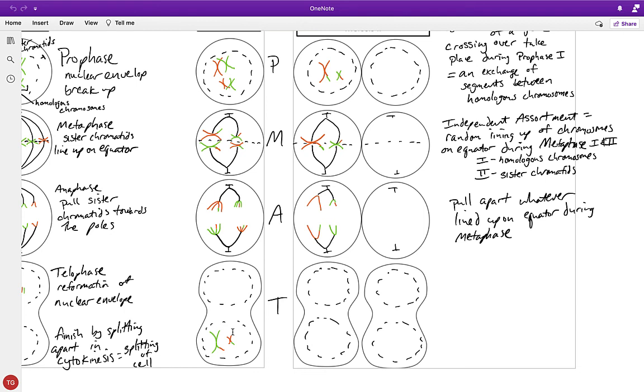And once we're done with that, we can see what's going to be placed within that reforming nuclear envelope in telophase 2. So I'm going to have in this upper cell a large orange chromosome with no green on it. Down in the lower one, there will be that large orange chromosome that has that little piece of green that crossed over. In that bottom one, we have that small green chromosome. And in that top one, we have that small green chromosome that has that little piece of orange in it.